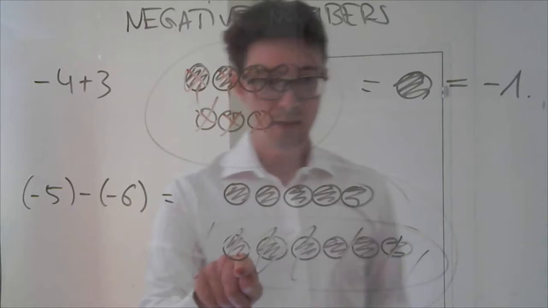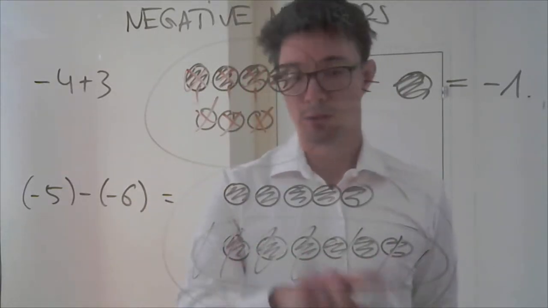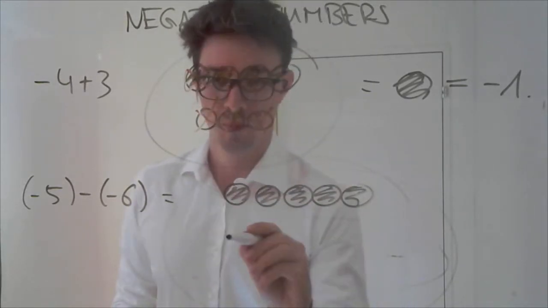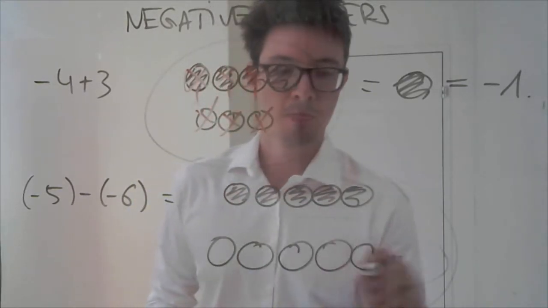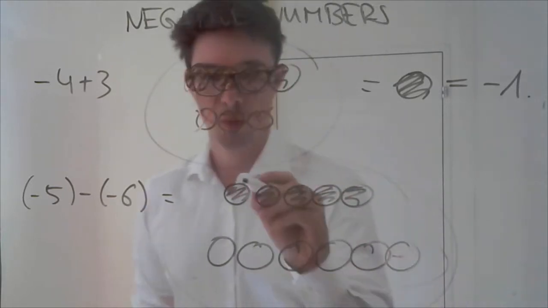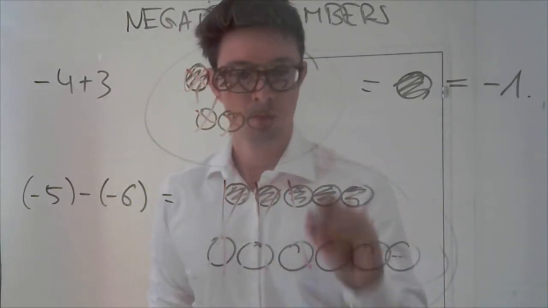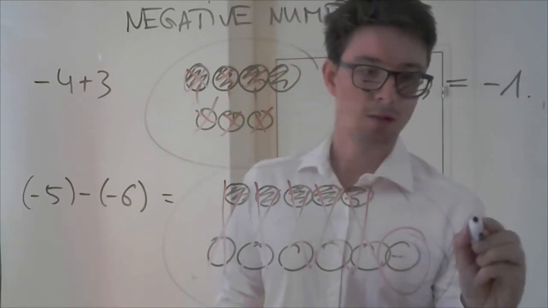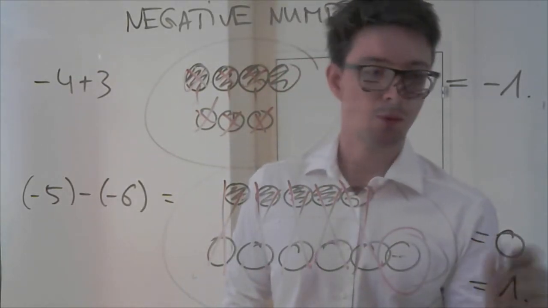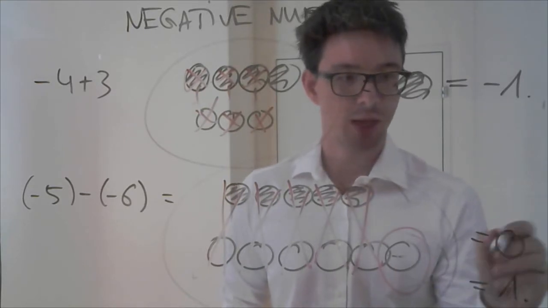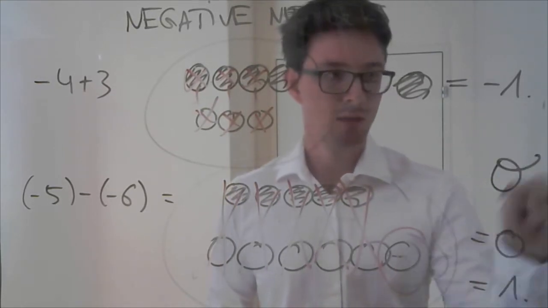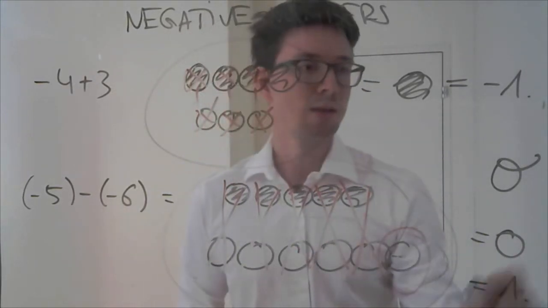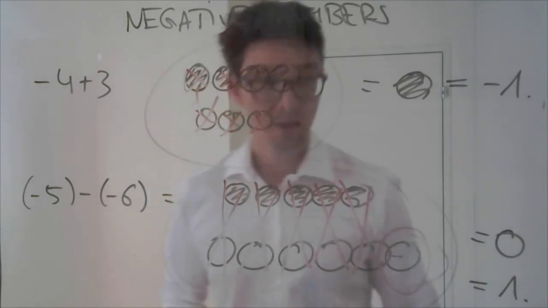Now, this anti-grouping of antidots turns the antidots into dots. And then we cancel. And we are left with a single dot. That is 1. Well, this is not 0. No? I write my zeros like this to really tell the difference. So minus 5 take away minus 6 is 1. So it works.